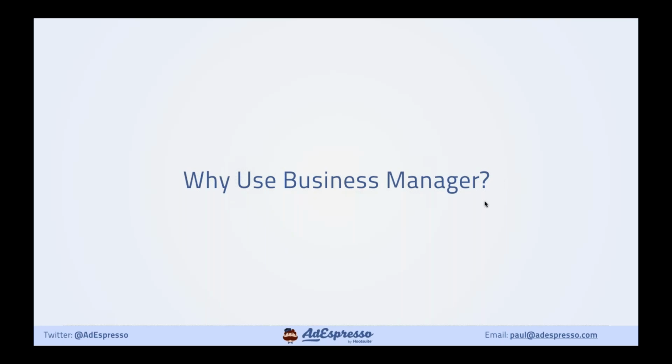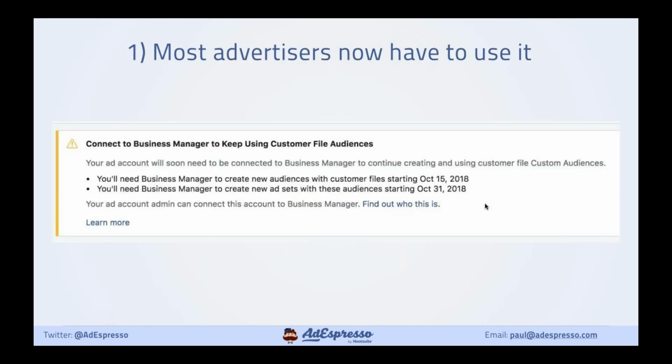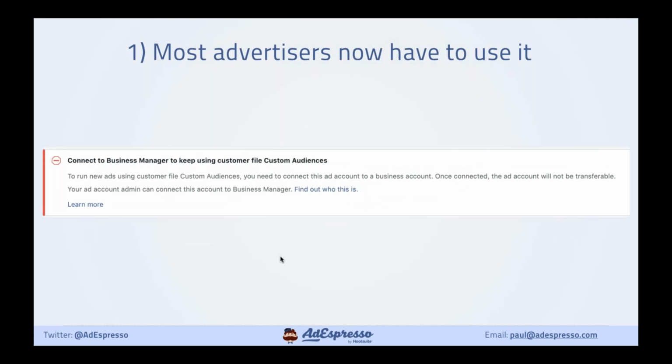So I've got a few tips for you here. The first reason is quite simply, most businesses now have to use it. Starting last year in October 2018, Facebook said, if you want to use email custom audiences, this is where you upload a customer list or a list of leads, and you then want to target them or exclude them, you've got to be using Business Manager. This is part of their push towards user security and privacy. If you log into an ad account that's not in Business Manager and you want to use these audiences, it just says, sorry, you can't use those, switch to Business Manager.